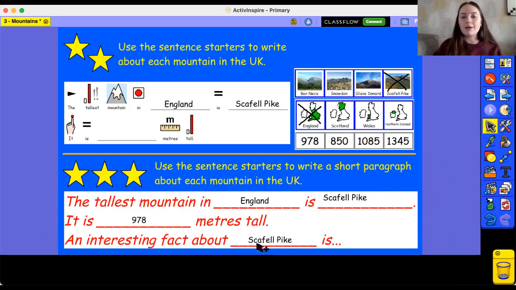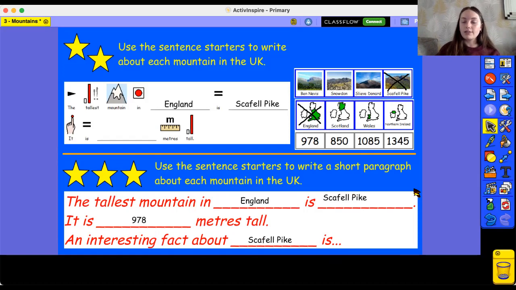An interesting fact about Scafell Pike is, so anything else that you've learnt about Scafell Pike whilst we've been doing our lesson today, you could write that there. So you might say an interesting fact about Scafell Pike is it is in the Lake District, for example. Okay, and I want you to write a little paragraph with those 3 sentences about each of the mountains.